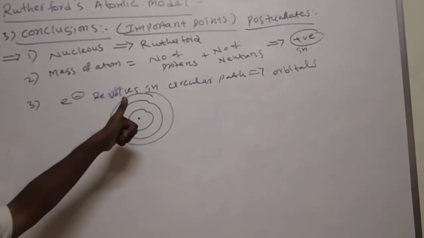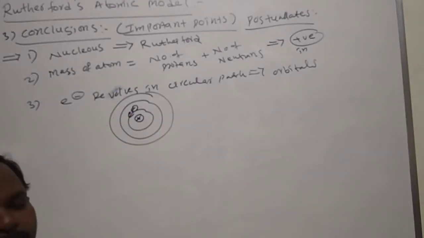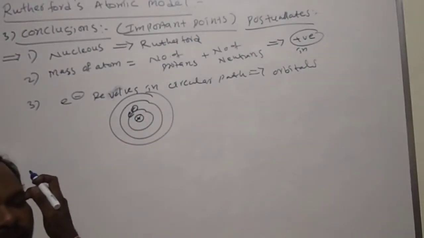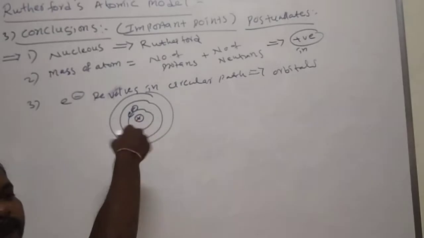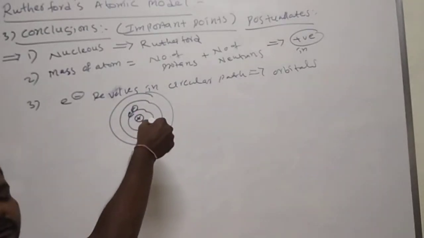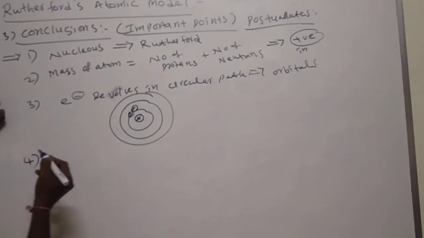Here the electron revolves. The charge of the electron is negative. The charge of the nucleus is positive, since protons are present in the nucleus. The charge of the nucleus is positive. The charge of the electron is negative. It revolves around the nucleus, and it maintains electrostatic forces and centrifugal forces. To maintain the balance with centrifugal forces, the electron always revolves in circular orbits. This is one more important point.